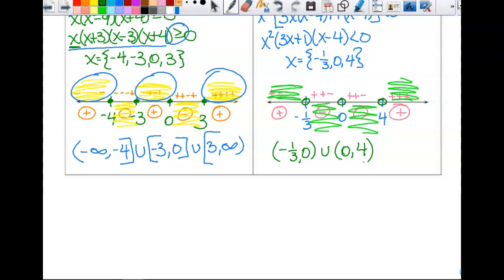Questions about the intervals? Do you understand why these were parentheses and these were brackets? If this had said less than or equal to 0 and these were closed, then I could have just gone directly from -1/3 to 4 because it would have included that 0. But since I didn't get to include it, I had to skip over it. Okay? Are we good with that? What questions you got? Anything? Think you can do this? You can do this. You got lots of time to work.